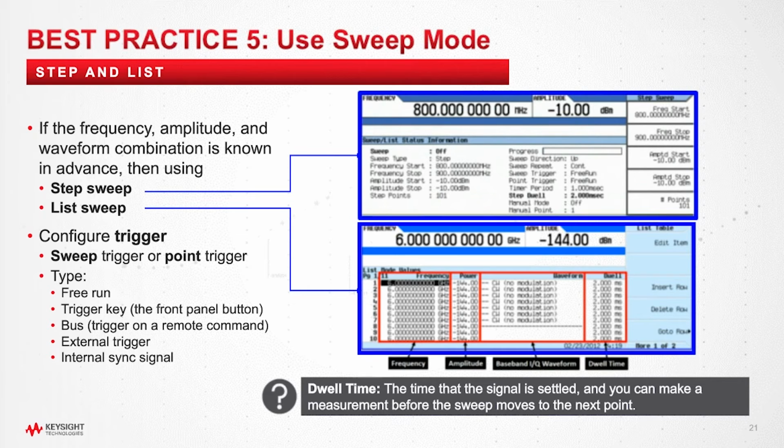For fastest switching speed, use this sweep. Before you enable the sweep, you need to configure the sweep trigger and point trigger. The trigger setup can be free-run, trigger key. A trigger key is a front panel button, or bus, a trigger on remote command, or external trigger or internal signal.